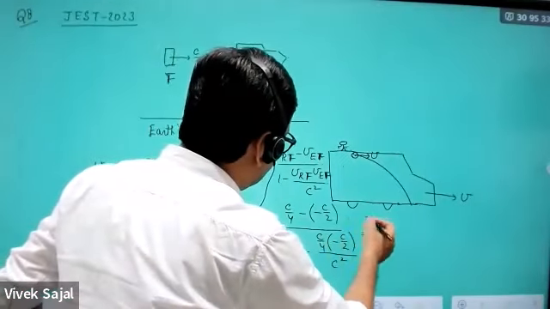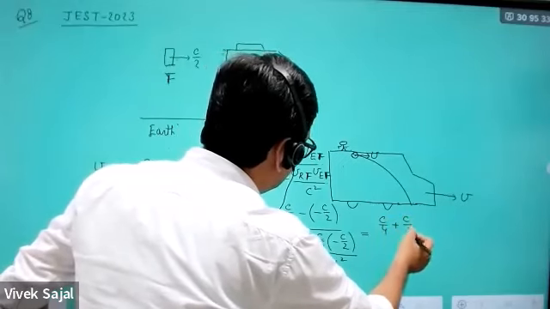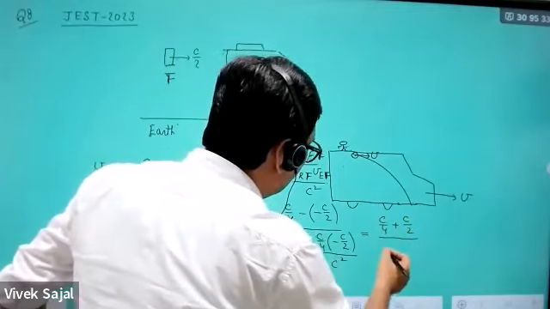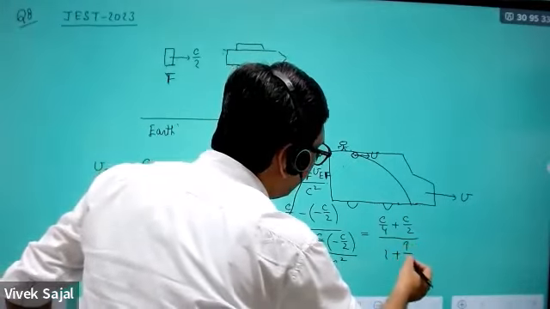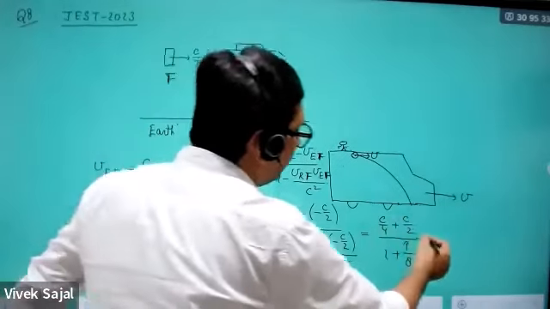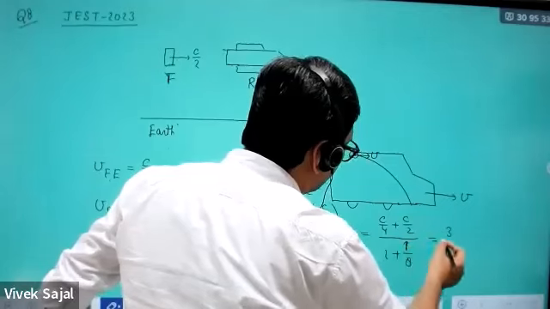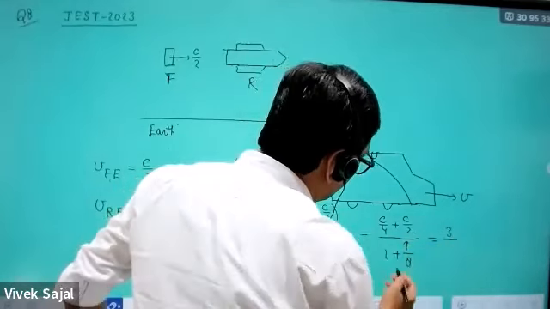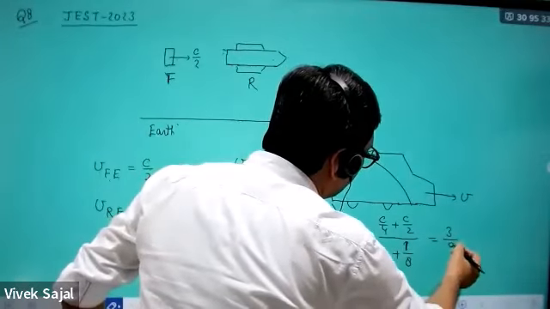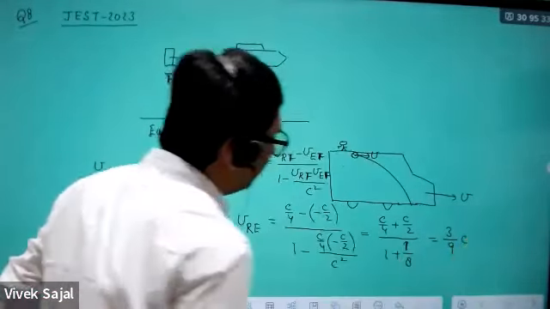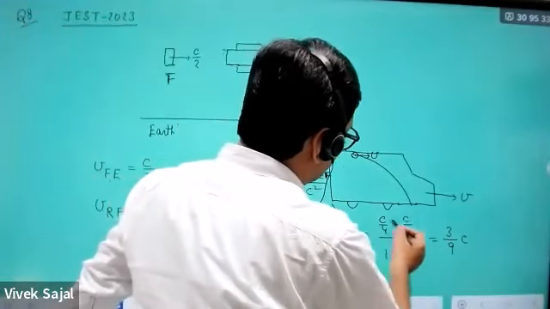So this will be C by 4 plus C by 2 divided by 1 plus, this will be 1 by 8. So this will be 2. So this will be 3 here. That's 6 by 9 into C. So this will be 3 here, and this will be 8 plus 1, 9. This will be 4 to the 8. So this 2 will be by 3, 3C.